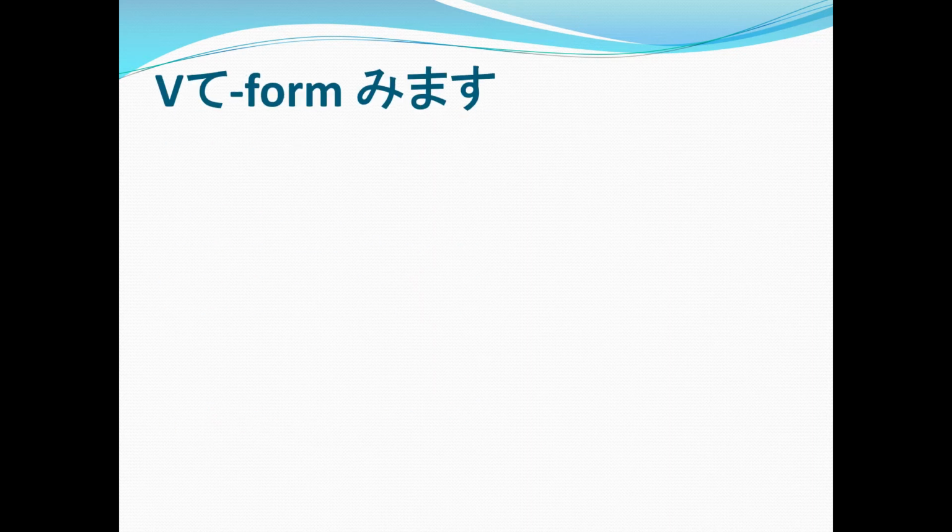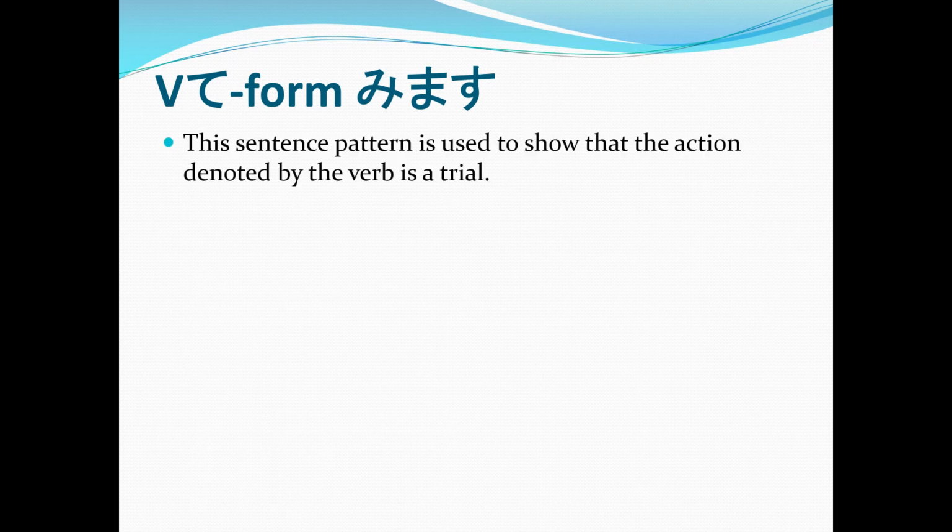Now, I would like to teach you a very useful sentence pattern. As someone who will be arriving for the first time in Japan, you would certainly want to try a few things, right? Now, how do we say that we want to try something? We use the verb te form plus mimasu. This sentence pattern is used to show that the action denoted by the verb is a trial.